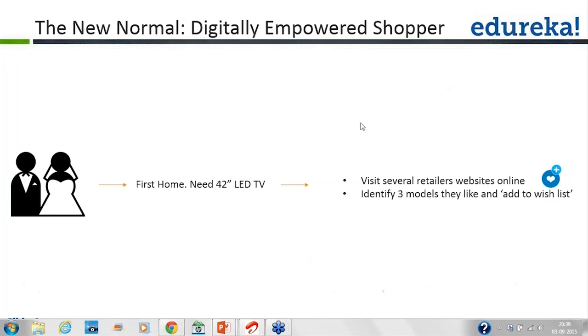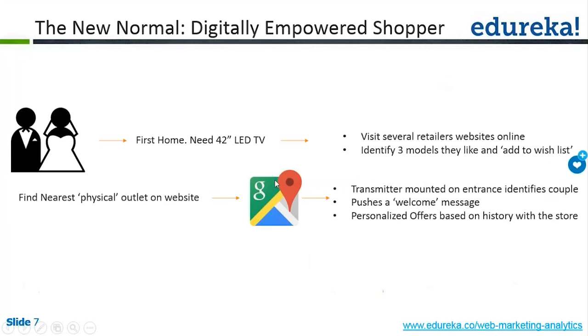So Jack and Jill, newly married, looking to buy a television, go online. They visit several retailers' websites. They probably identify some models that they really like, right? And what do they do? They essentially add these models to the wish list that they have, right? Like for example, on Flipkart, you can pretty much add the specific product models to the wish list.